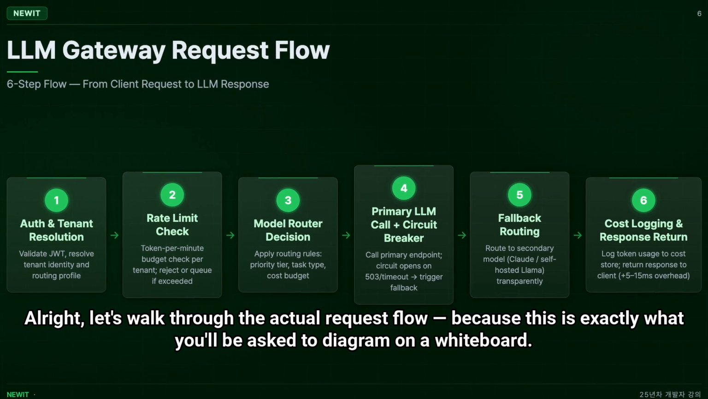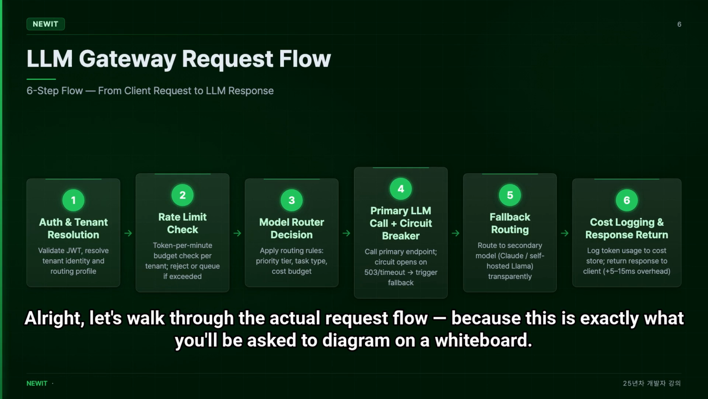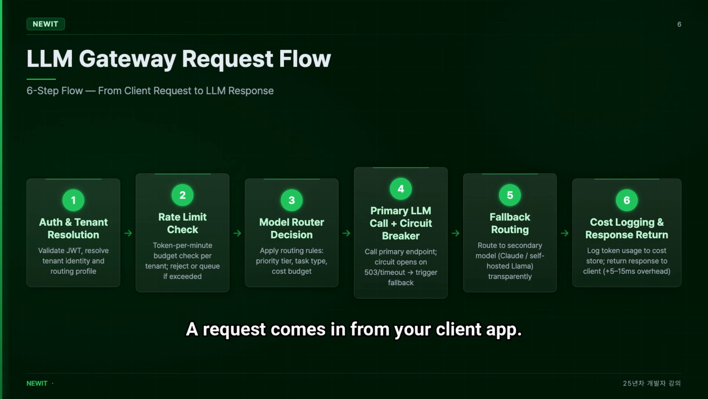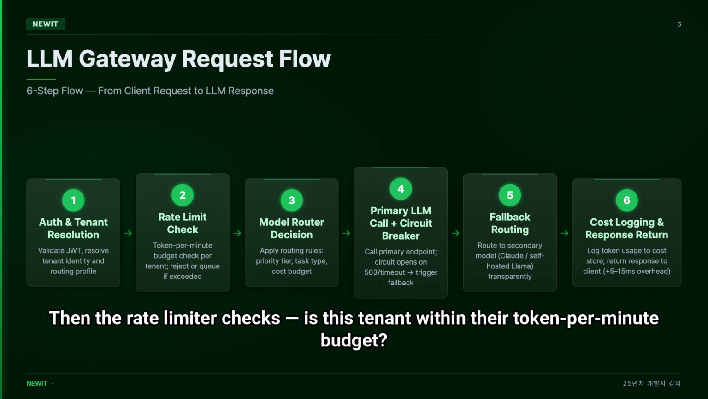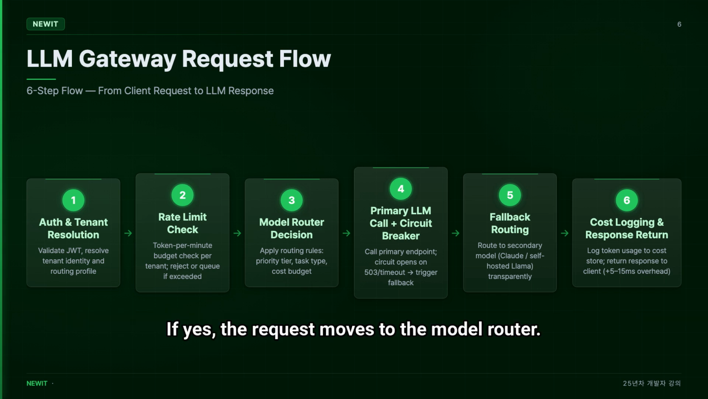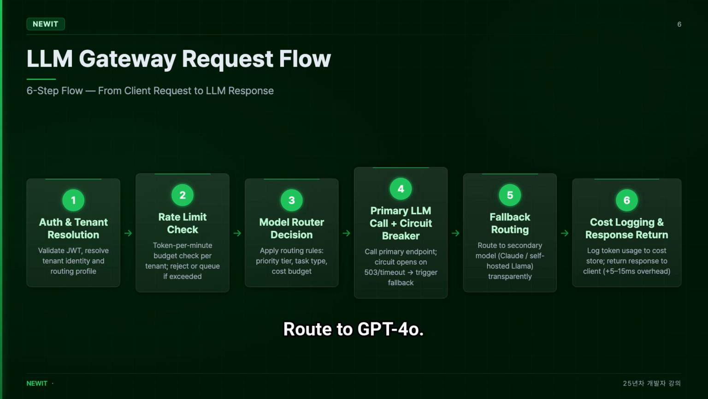Alright, let's walk through the actual request flow, because this is exactly what you'll be asked to diagram on a whiteboard. A request comes in from your client app. First stop, the gateway's auth middleware validates the JWT and resolves the tenant identity. Then the rate limiter checks, is this tenant within their token per minute budget? If yes, the request moves to the model router. This is where it gets interesting. The router checks your routing rules. Is the request tagged as high priority? Route to GPT-4. Is it a bulk summarization job? Route to a cheaper model.